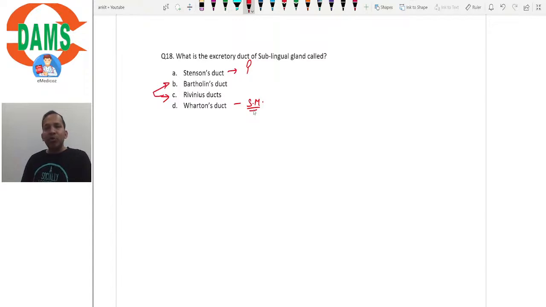Let's say even if we didn't know what the correct answer is, we know a little English, right? So according to English, sublingual gland is a singular gland, isn't it? It's a singular word. Look at these two options. Bartholin's duct is again a singular duct, whereas Rivinus ducts are plural, isn't it? These are multiple. So obviously, multiple ducts cannot be draining a single gland. So option C cannot be the correct answer here. We are left with just one option, that is Bartholin's duct, isn't it?